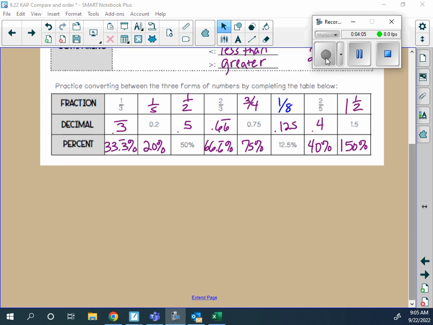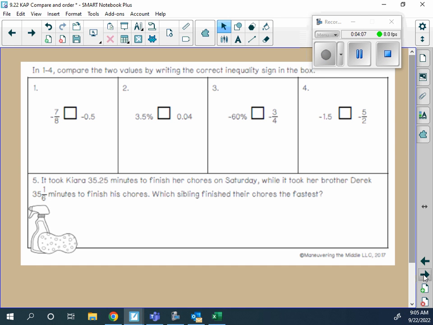Okay, that's okay. Why is that important? Because you can see now we're going to actually start comparing. So 7/8. That's another one of those benchmarks. You remember it? If you don't, that's okay. Type it in. I think it's 0.875. So negative 0.875, and now we're going to compare it to negative 0.5.